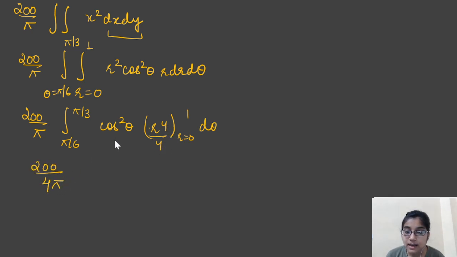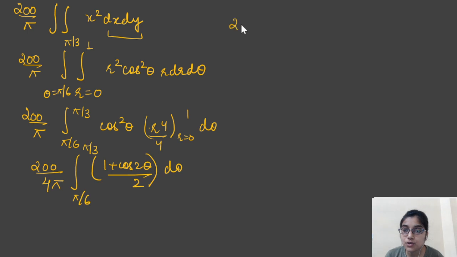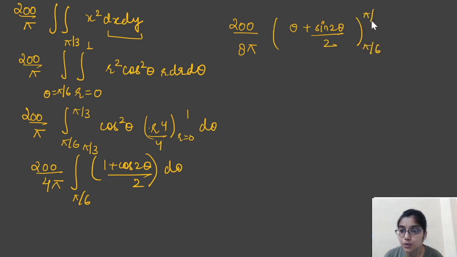So that's it. Now what we can do, cos square theta, we can write it as (1 plus cos 2 theta) by 2 d theta, integration from pi by 6 to pi by 3. Then we got 200 by 8 pi, and then we'll integrate 1, it will give us theta. We'll integrate cos 2 theta, it will give us sin 2 theta by 2. And now we will apply the limit from pi by 6 to pi by 3.